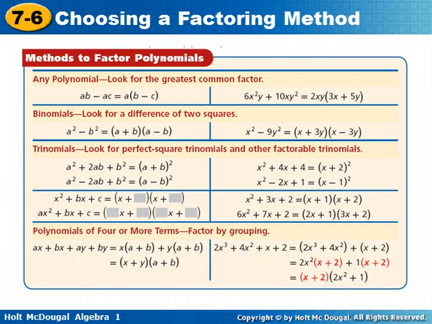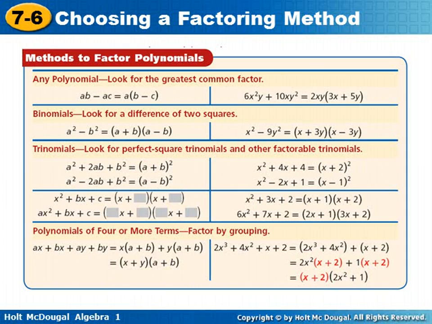For trinomials, you look for perfect square trinomials and other factorable trinomials. So the perfect square trinomial pattern would be a squared plus 2ab plus b squared, which factors into a plus b squared. And then you could also have a squared minus 2ab plus b squared, which would factor into a minus b squared. For the first one, if you had x squared plus 4x plus 4, that would factor into x plus 2 squared. And for the second one, x squared minus 2x plus 1 would factor into x minus 1 squared.